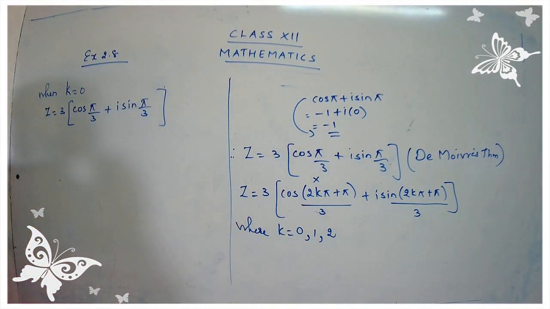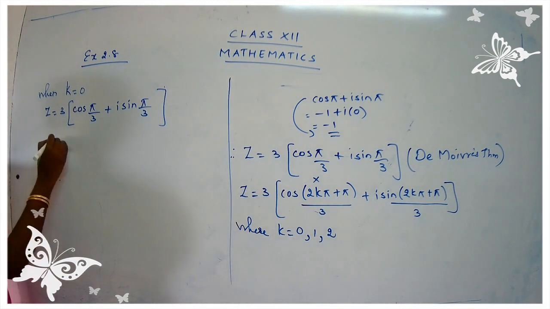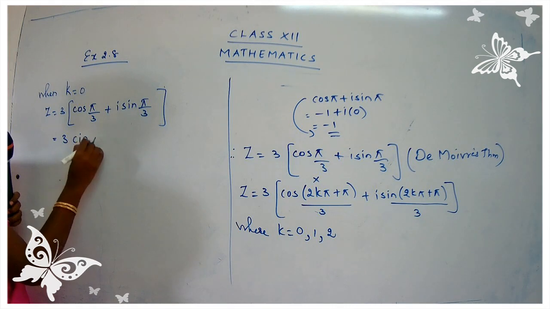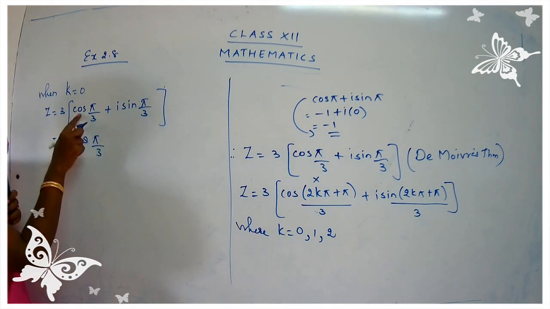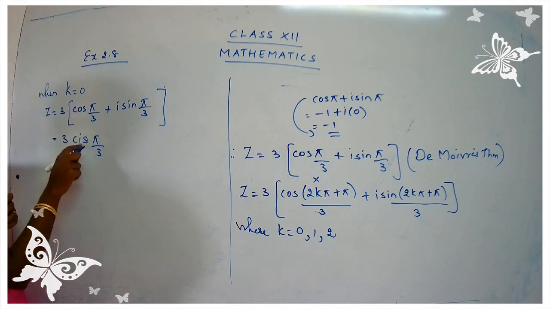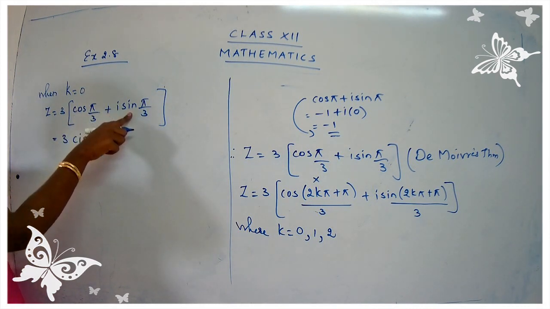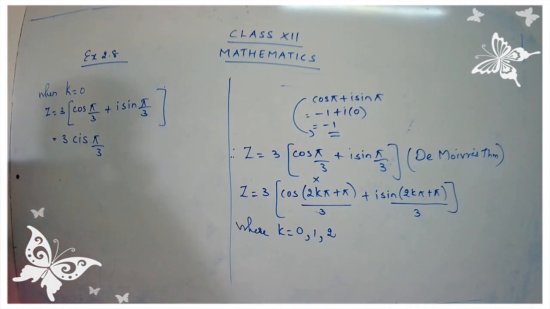So this is the first value, and we are just going to write down a short form for this. I hope you people remember this: cis pi by 3, cos pi by 3 plus i sine pi by 3. C stands for cos, i stands for the imaginary unit, s stands for sine, and then the angle. So 3 cis pi by 3. This is the first answer, that is when you put k is equal to 0. Okay, let's go for the second one.